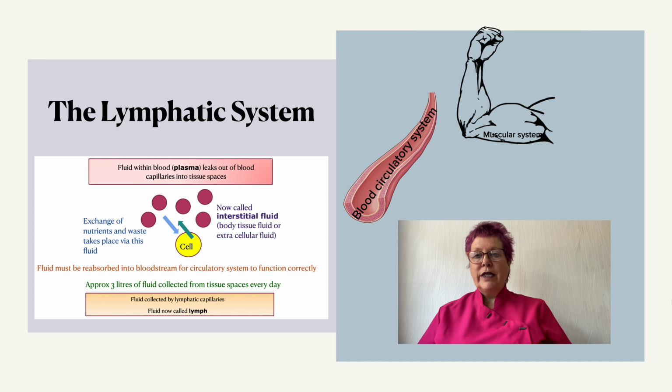Now, that fluid, that extracellular fluid, needs to be reabsorbed back into the bloodstream. Otherwise, we could end up with edema, and the blood pressure will lower because the fluid will be around the cells instead of in the blood circulatory system where it needs to be. And approximately 3 litres of fluid every day is reabsorbed back into the lymphatic system, back into the blood circulatory system. 3 litres. You can just imagine how much that is.